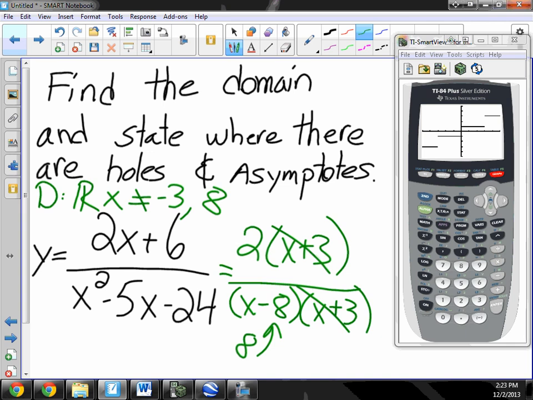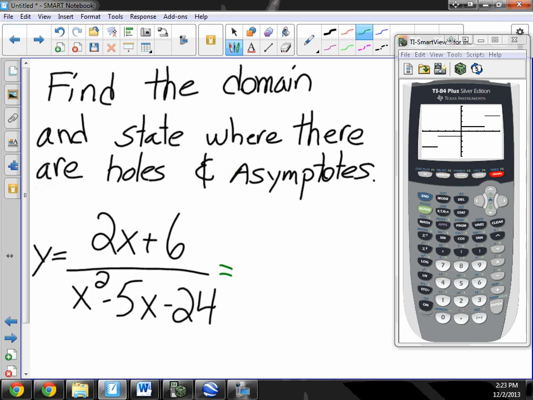If the factors canceled, that creates what we call a hole. If the factor does not cancel, that creates what we call a vertical asymptote. So that's what you need to do on 90. Go through all the problems, find out where the domain does not exist, and state whether it's a hole or a vertical asymptote. Okay? All right.